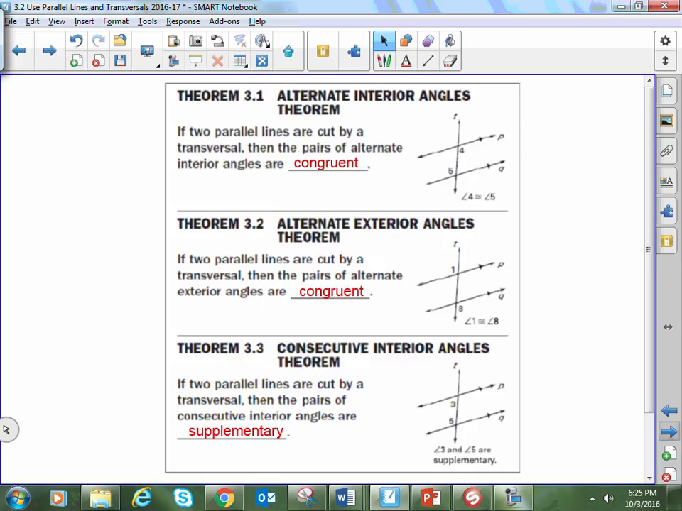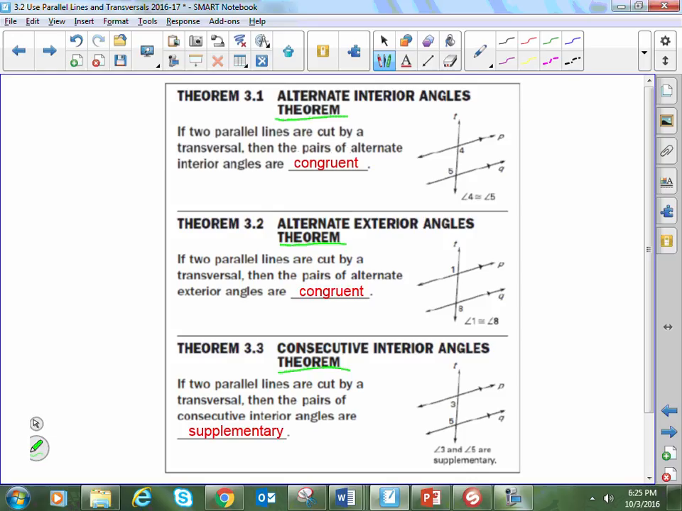Now, moving on. Here, they're changing to what I think they should have been in the first place. They're calling them theorems now. But what we're looking at here is that not only are the corresponding angle pairs congruent when the lines are parallel, but so are alternate interior angles and alternate exterior angles. Those are also congruent to each other.